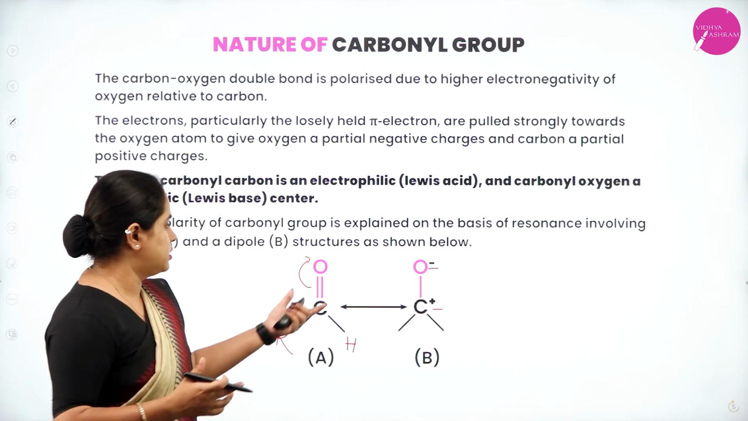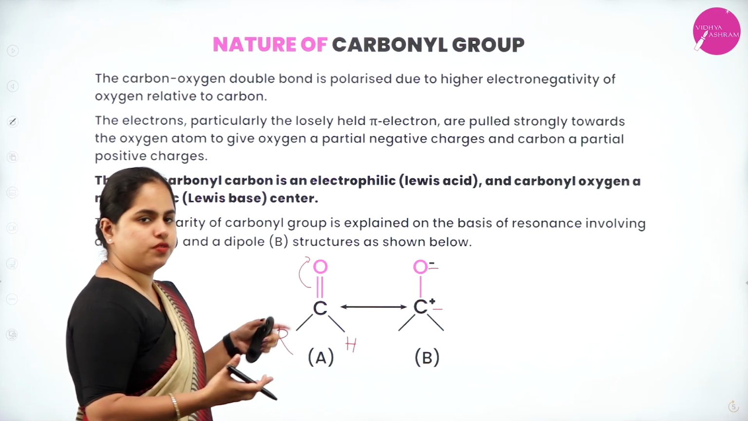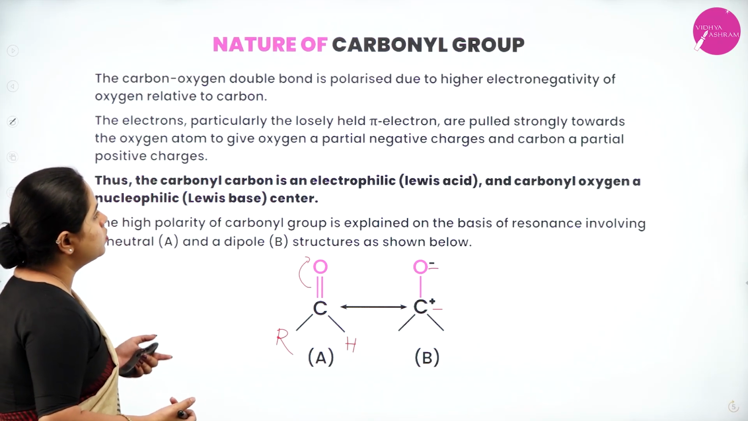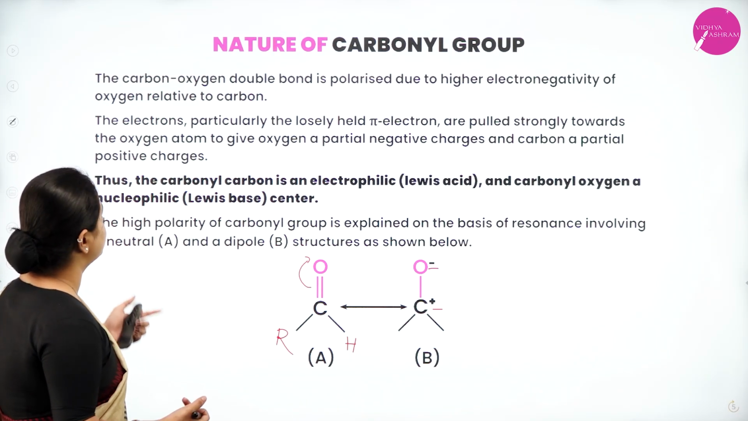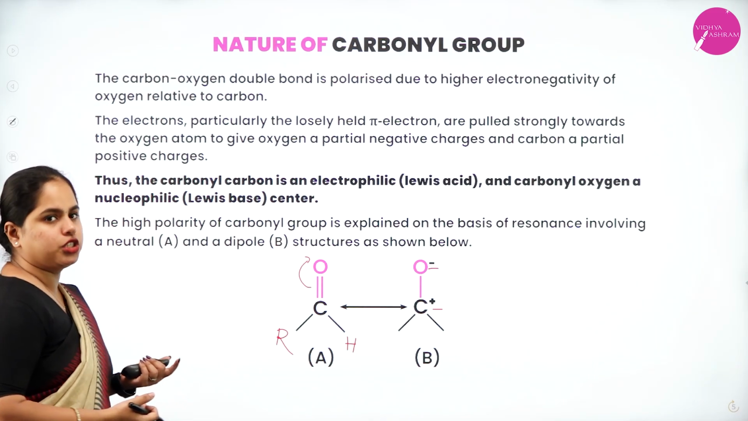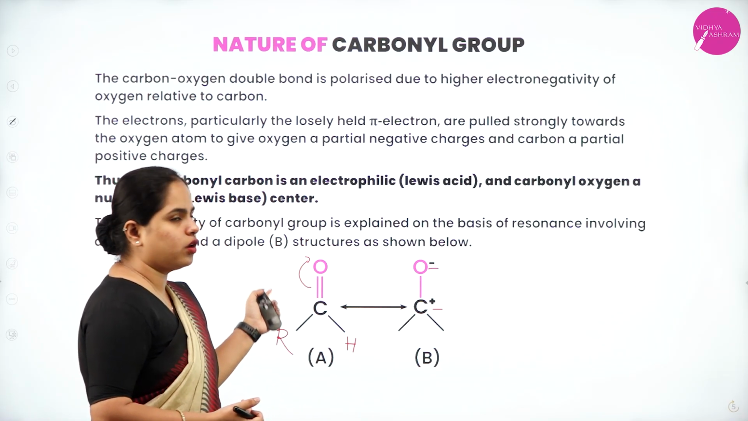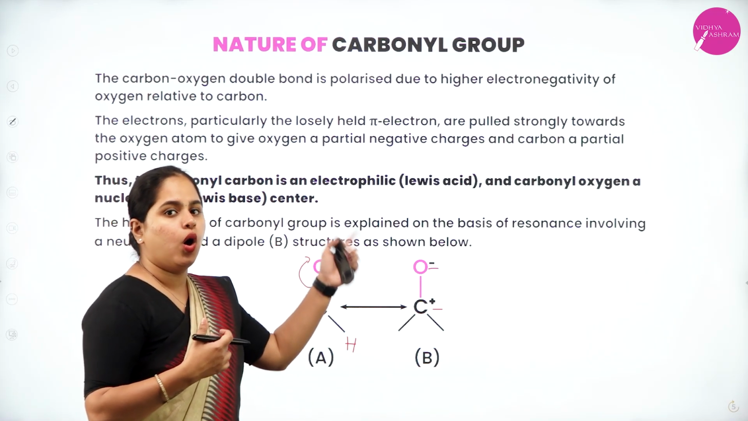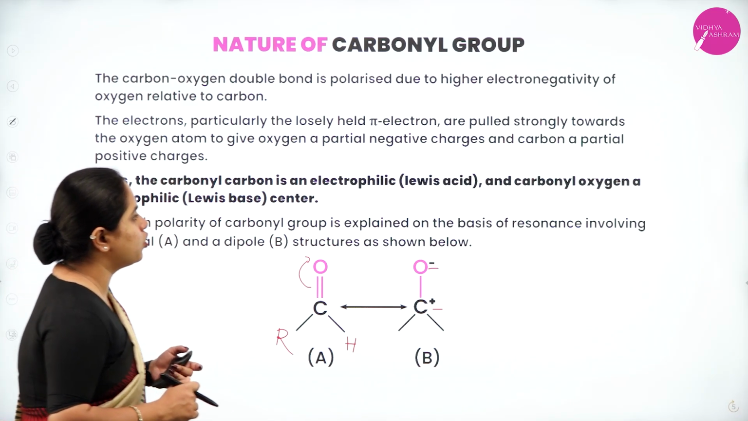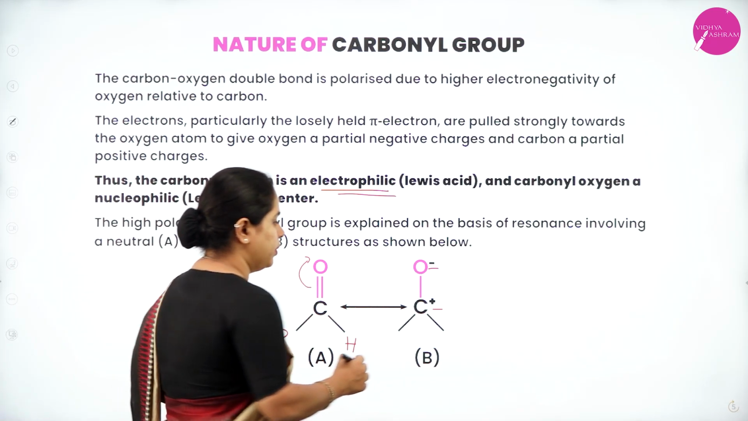So, this carbon-oxygen bond is polar in nature because of the electronegativity difference, right? The electrons, particularly the loosely held pi electrons, are pulled strongly towards the oxygen atom to give oxygen a partial negative charge and carbon a partial positive charge. So, the double bond is present here, right? The pi electrons are being attracted towards the oxygen atom, which is more electronegative. Thus, the carbonyl carbon is electrophilic. It is an electrophile, the carbonyl carbon.